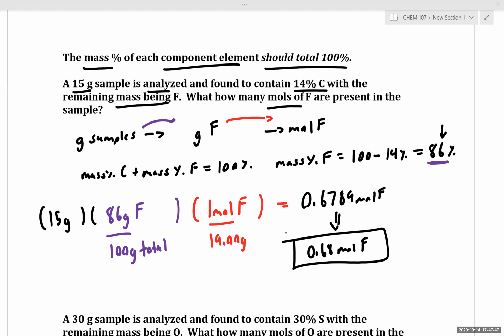Does that make sense to everyone? Yes. So just to repeat, we calculated the mass percentage of fluorine because we're told in the problem it contains only carbon and fluorine. So then the remaining mass percentage must be the total mass percentage minus the mass percentage of carbon. That gave us the mass percentage of fluorine of 86%. Using the mass percentage of fluorine, we can go from the grams of sample to the grams of fluorine. And then from our molar mass, we can go from the grams of fluorine to the moles of fluorine. We round to 2 sig figs because our input has 2 sig figs. Does that make sense to everyone?